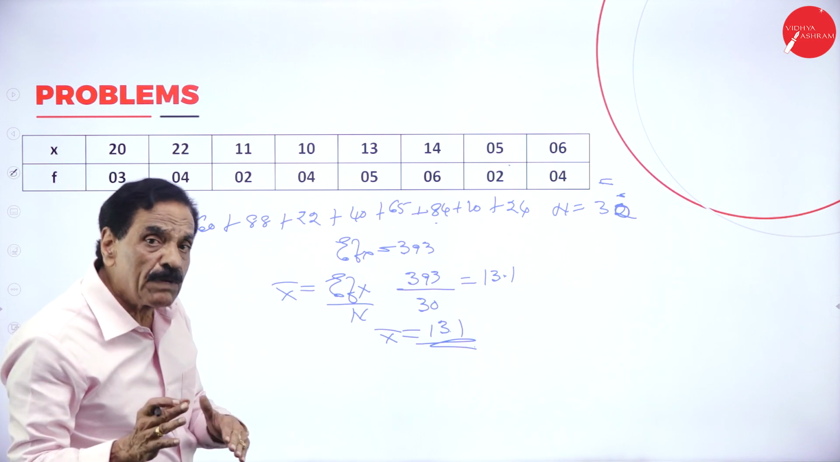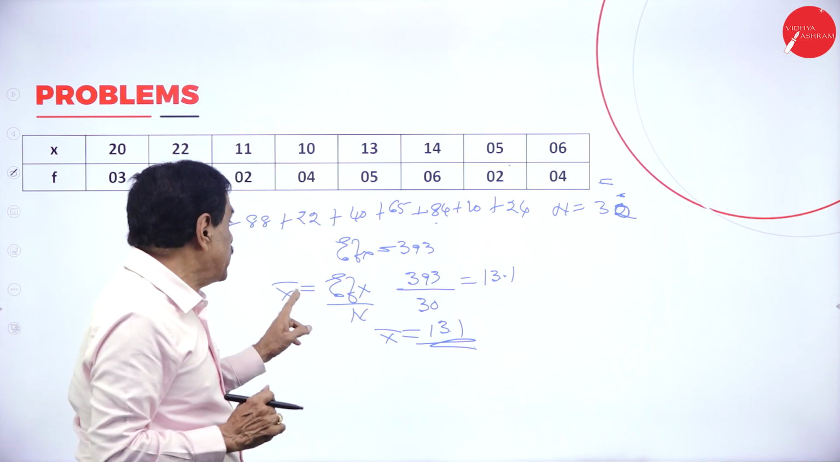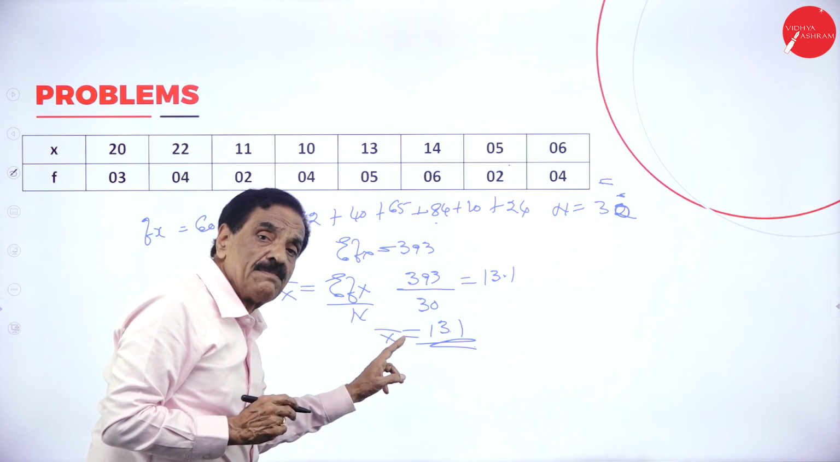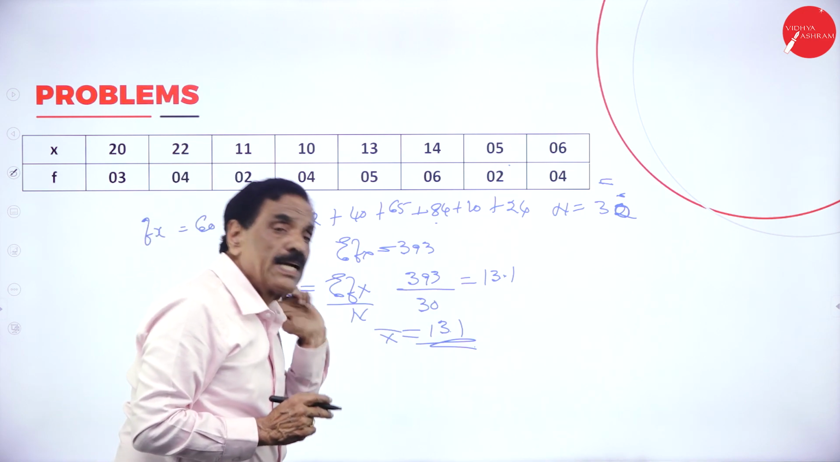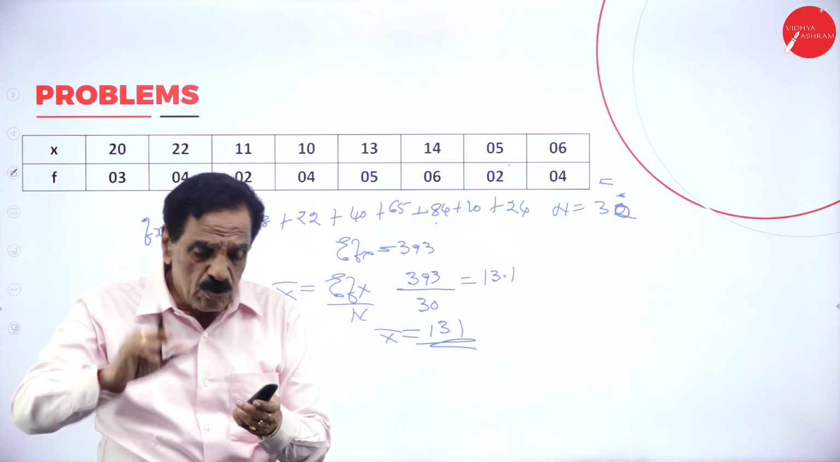So what is your formula? Mean is equal to sigma fx over n. What is sigma fx? 393 divided by 30. It comes to 13.1. I think you can follow. So shall I go to next one?